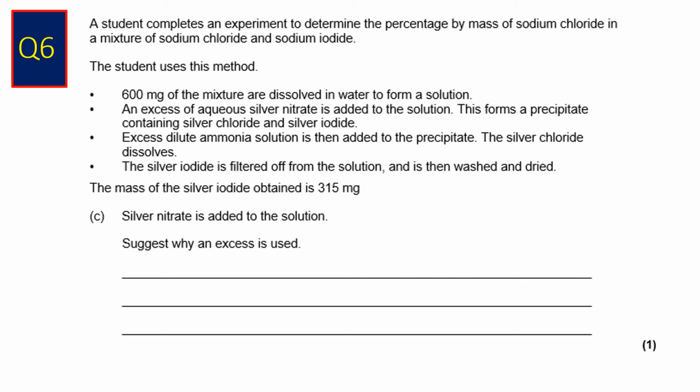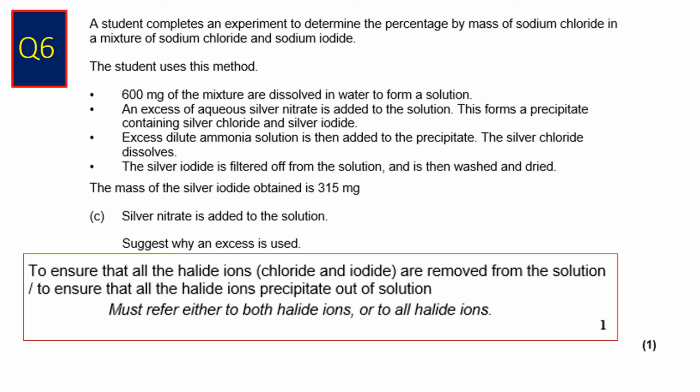Silver nitrate added to the solution, suggest why an excess is used. So this is the same reason for all things that are used in excess, is to make sure everything else is fully reacted. In this case, we're making sure all the halide ions, that's chloride and iodide, are removed from the solution to ensure that the precipitate represents all the halide ions. You had to refer to those halide ions to get the mark.